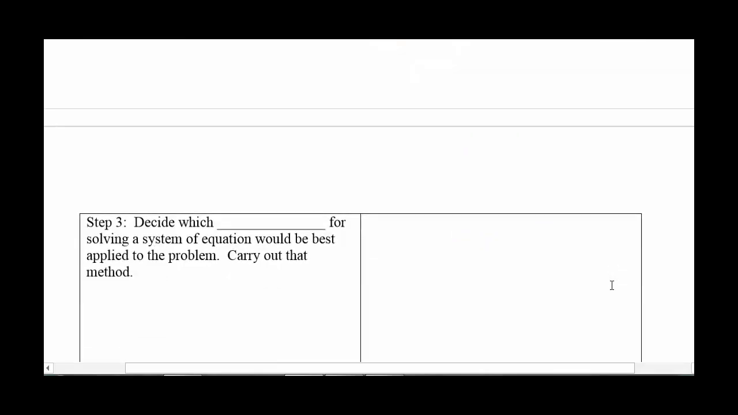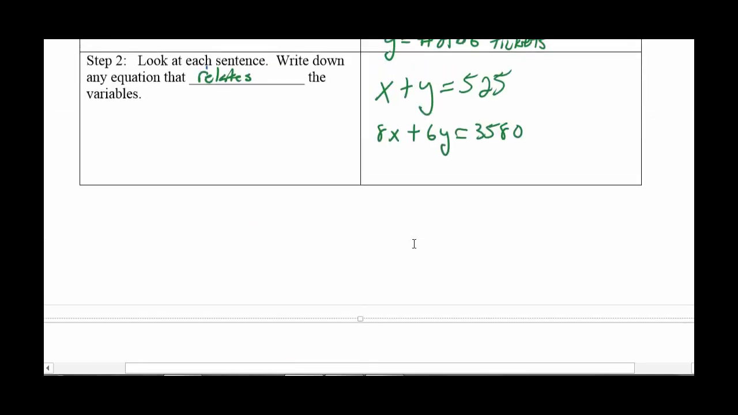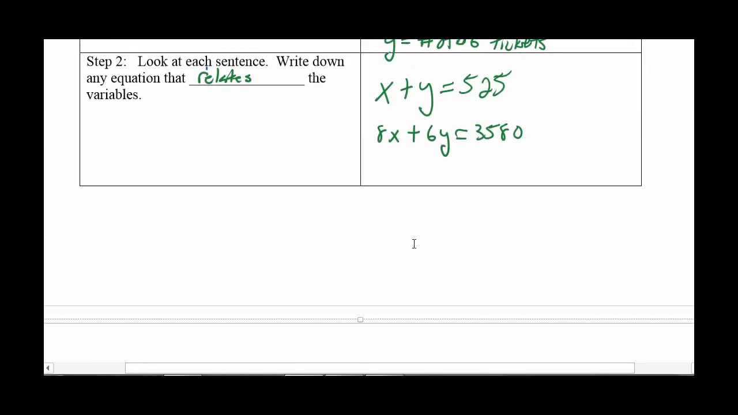And that brings us to step 3, which is to decide which method for solving a system would be best applied to the problem and then carry out that method. So we're going to go back and look at our 2 equations here, and we're going to decide which method we want to go with. Now, to be perfectly honest, substitution or elimination, in this particular case, it doesn't matter. Just pick one and go for it. I'm going to go with substitution. So I like that first equation, x plus y. I can easily get a variable by itself there.